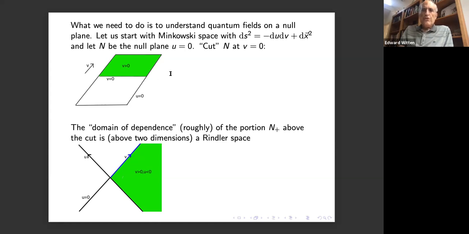I should have said that this null plane contains null lines at a fixed x that are parametrized by v. We've already set u to zero to define the plane. So those null rays are like the outgoing null geodesics in the horizon. And the domain of dependence of the region above this cut in Minkowski space is a Rindler wedge, because any signal in this region will eventually propagate forwards and cross this null surface.